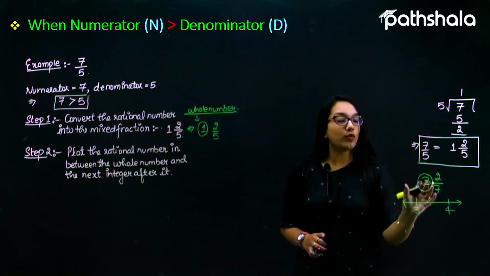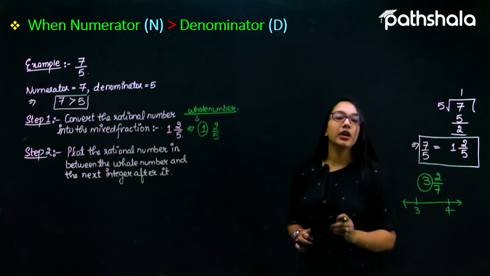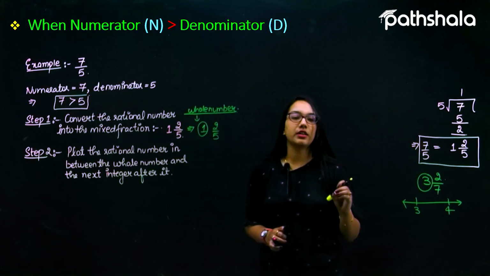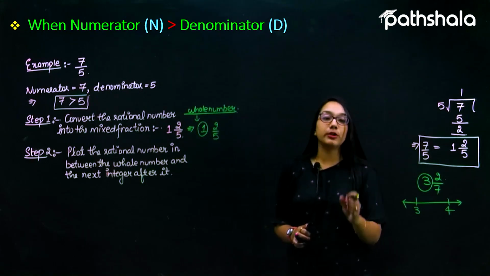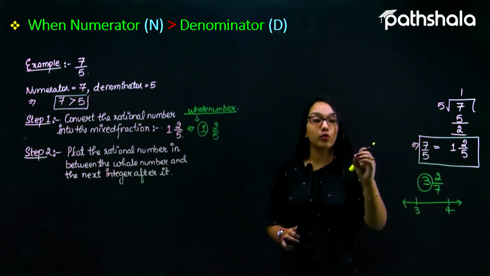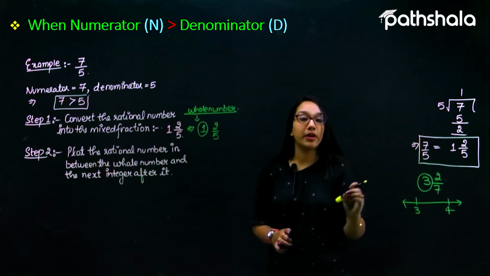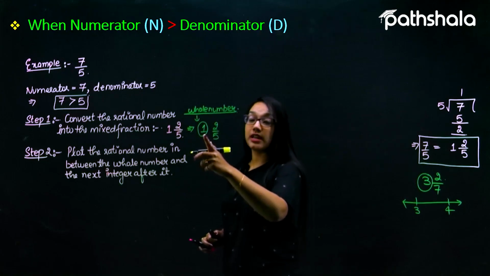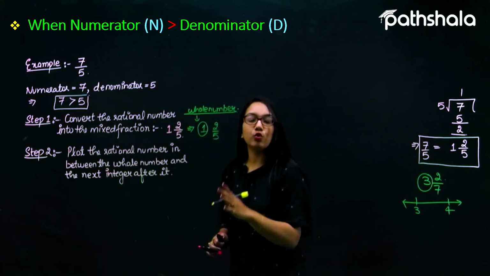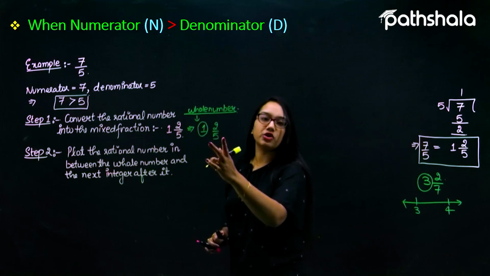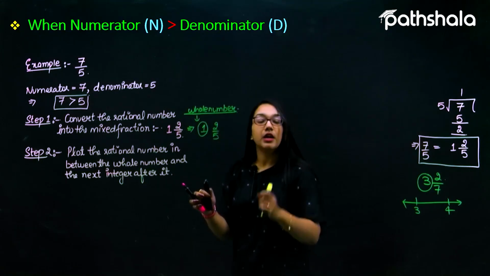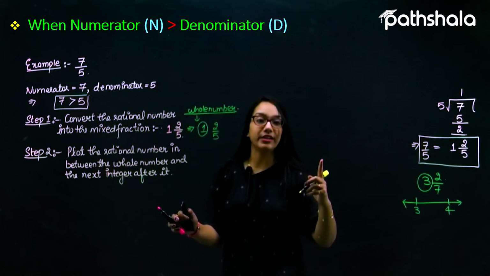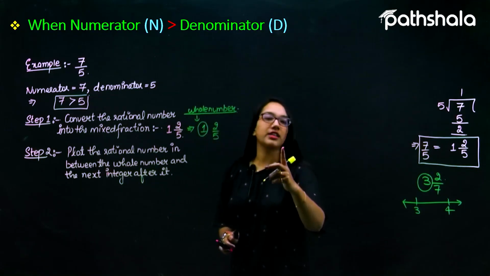which is 4. So always remember this fact: whenever we convert a rational number in which the numerator is greater than the denominator into the mixed fraction, you have to look out for the whole number which we get after dividing, and that whole number over here is 1. So in step number 2, you have to plot this rational number in such a way that it lies in between this whole number and the coming integer. The coming integer over here is 2.